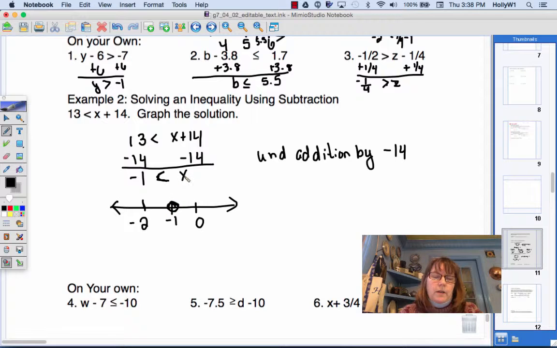And we're going to read it again from the variable towards the inequality. So x is greater than negative 1, which means x has to be going this way. And that's right, because if we put 0 in here, 0 is greater than negative 1, but negative 2 is not greater than negative 1.